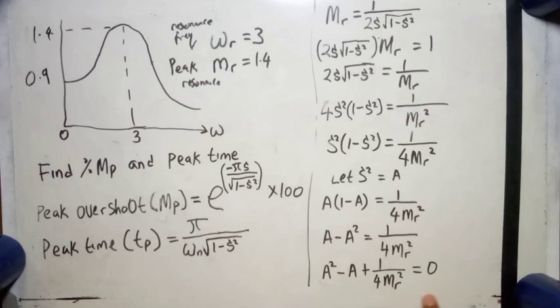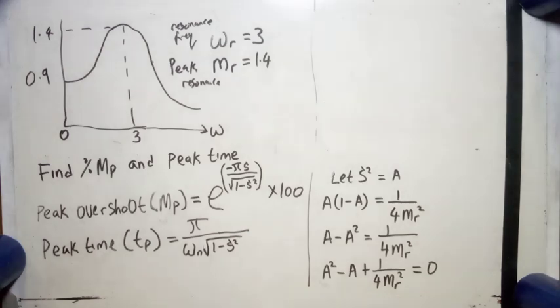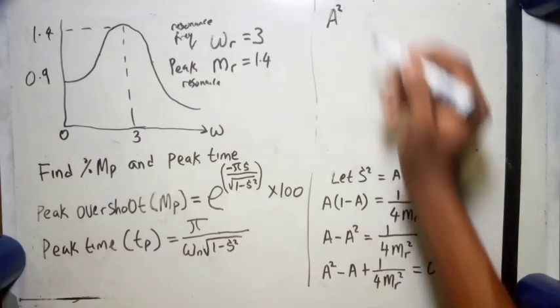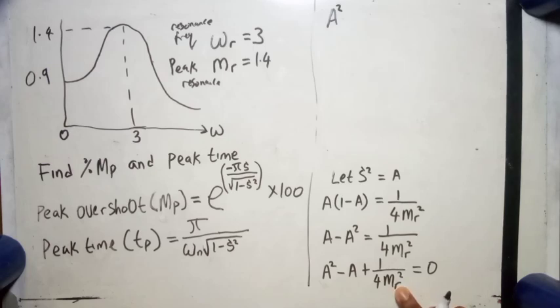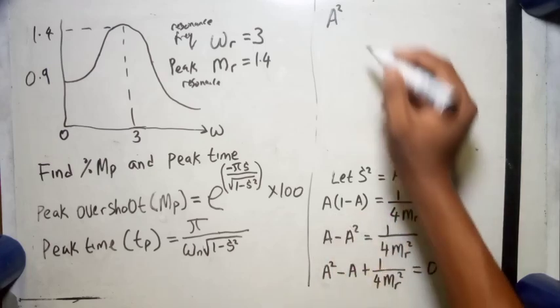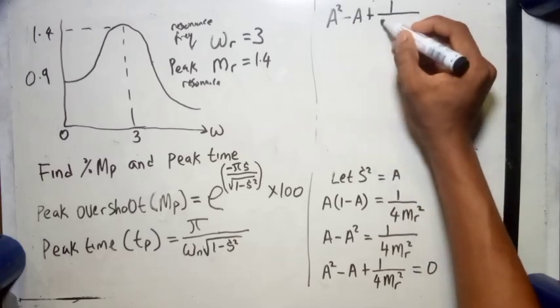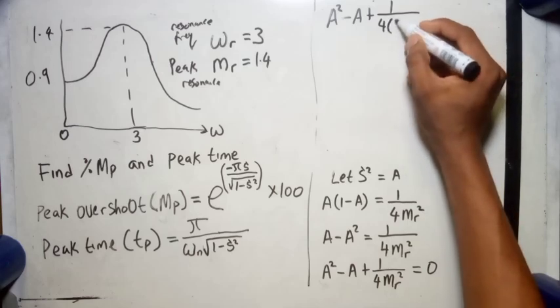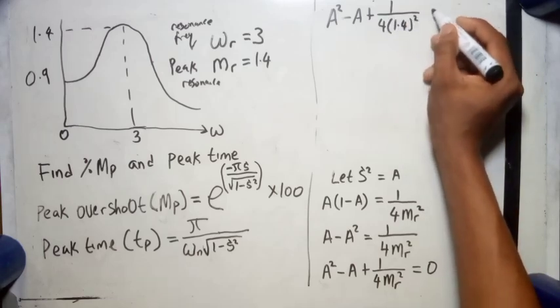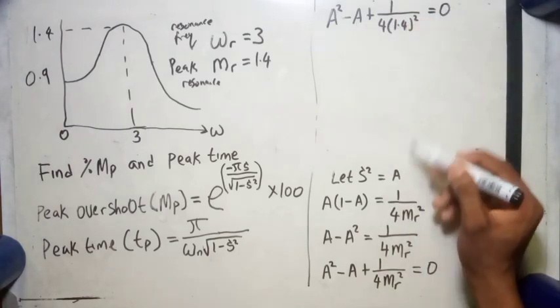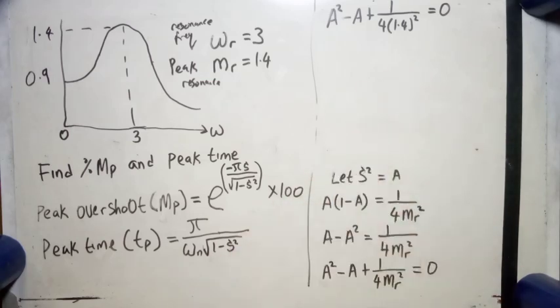So now we have gotten a quadratic equation. From this point, we have a square. Let us substitute for the value of Mr so we can make this become a number. So this will be a square minus a plus 1 over 4 times 1.4 square is equal to 0. Remember, our a is zeta square. Now, solving this, use a calculator.